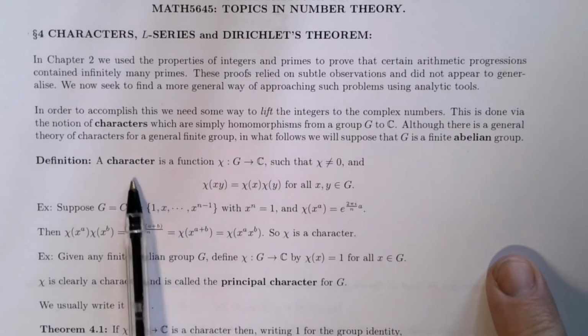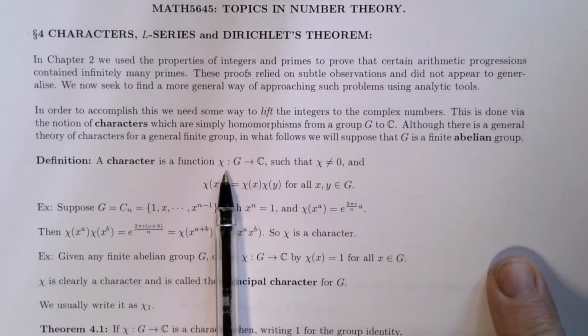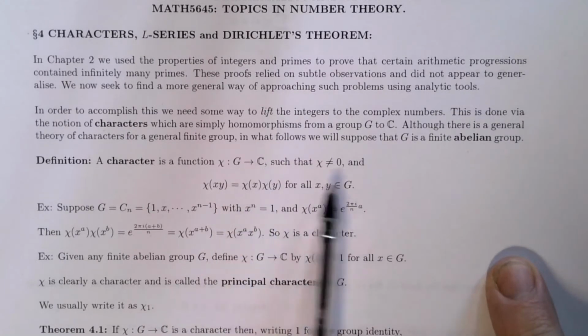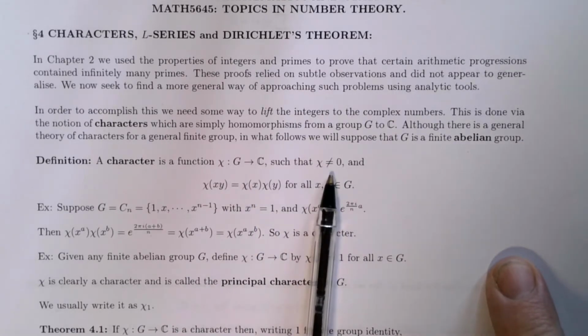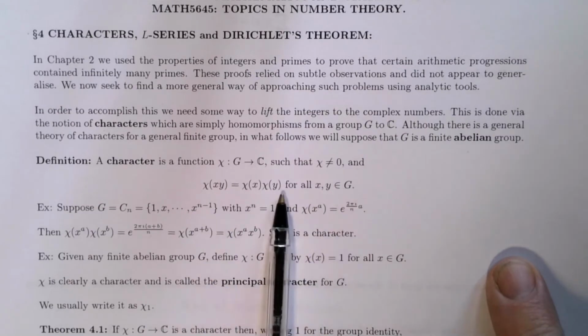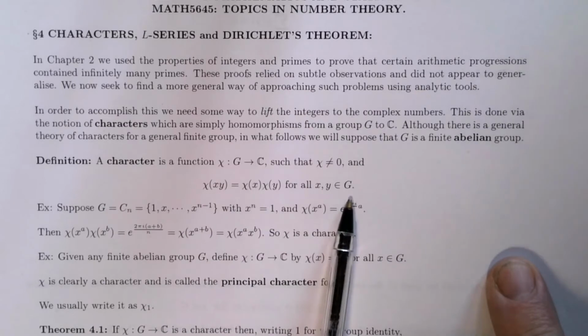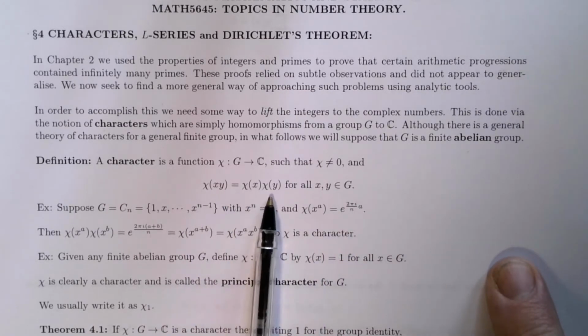So a character, just think of it at the moment as a function. It maps the group into the complex numbers. We don't want it to take the value 0 at every group element, so chi is not 0, and it's multiplicative, in the sense that if you've got x and y in the group, then chi of x times y is chi of x times chi of y.